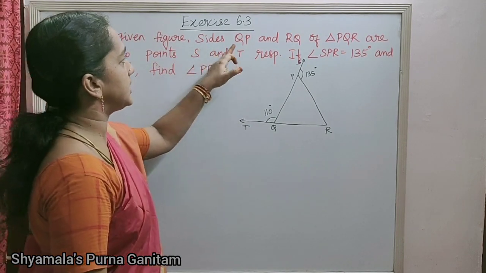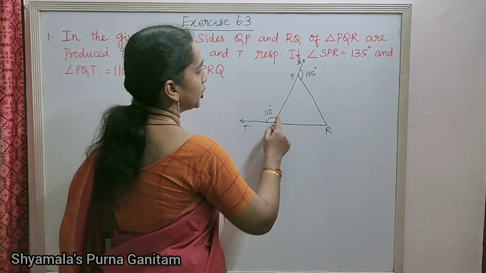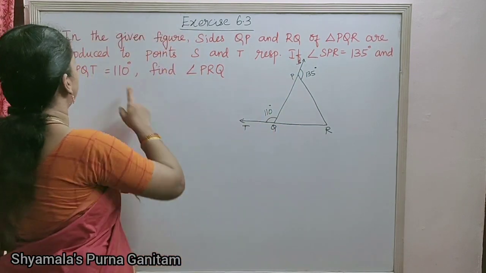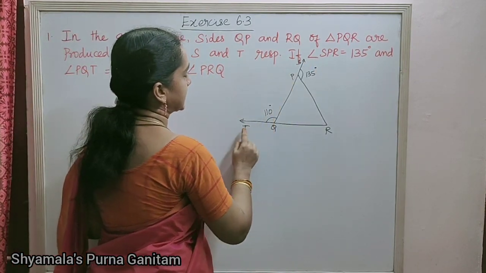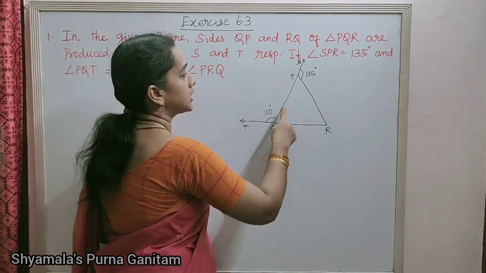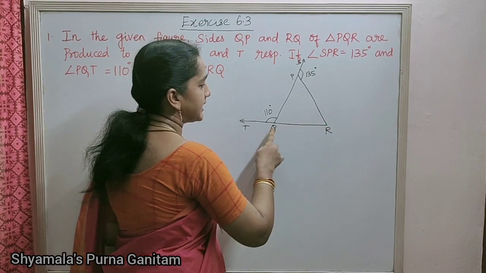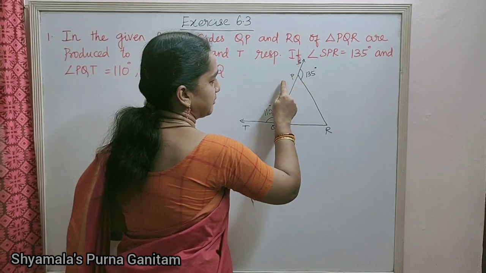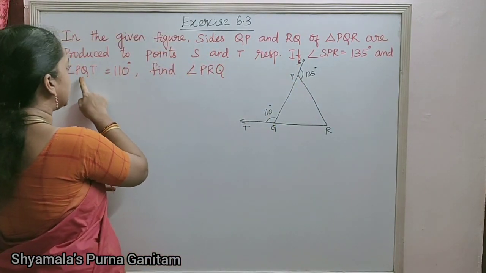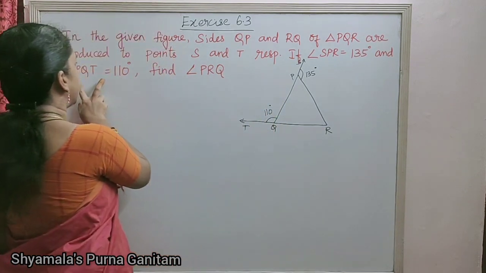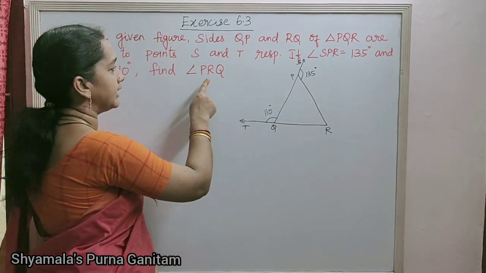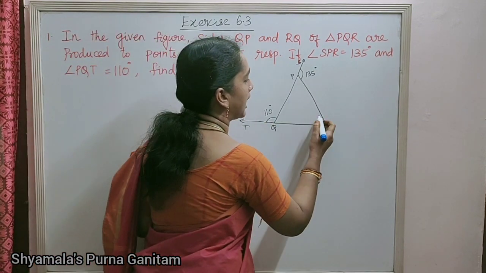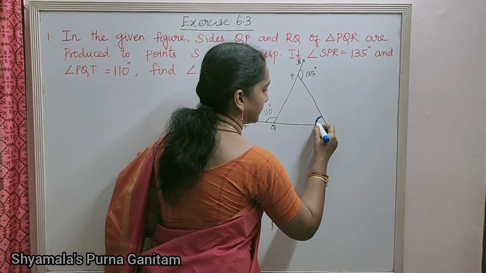In the given figure, sides QP and RQ, these two sides of triangle PQR are produced to the points S and T respectively. So this QP is produced to the point S and this RQ is produced to the point T. If angle SPR is 135 degrees and angle PQT is 110 degrees, find angle PRQ. So you are asked to find angle PRQ.